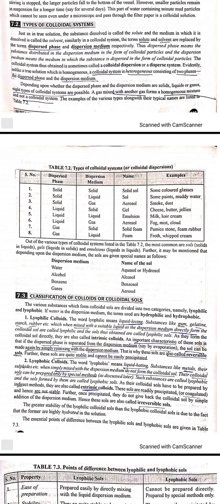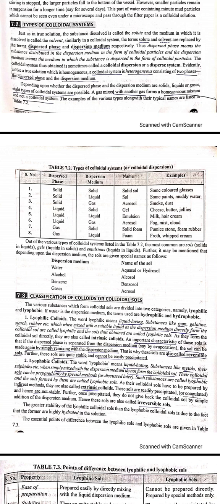So, if the dispersed phase is solid and the dispersion medium is solid, the name is solid sol. Example, some colored glasses. If solid is the dispersed phase and the dispersion medium is liquid, then the name will be sol. Some examples will be some paints, muddy water. Then if the dispersed phase is solid and the dispersion medium is gas, the name is aerosol. Examples are smoke and dust.